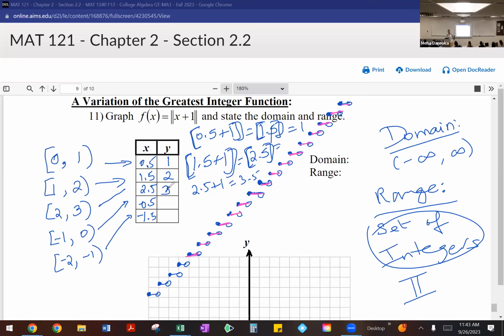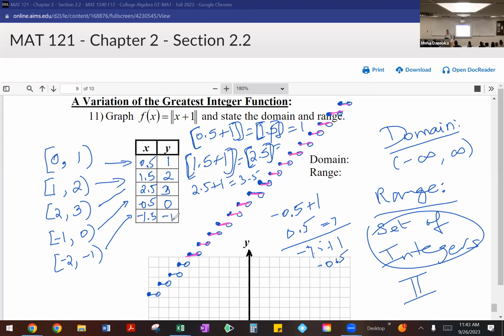And then on the negative sides, with negative 0.5 for the x value, you're adding 1, which will end up making it 0.5. So what will that give you as a y value? 0, yeah. Very good. And for negative 1.5, because it will end up being negative 0.5, which comes out to be negative 1.